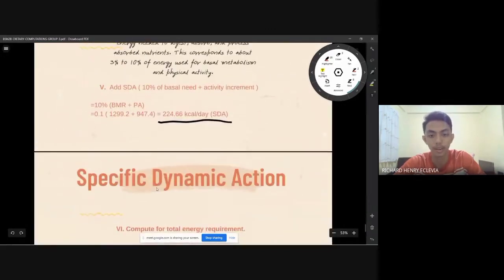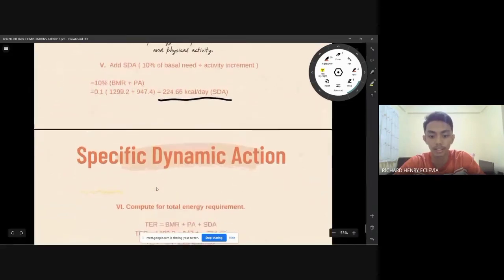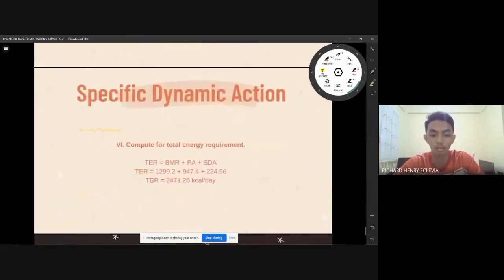Then, ayun na, meron ka ng SDA and BMR and physical activity. So, makukuha mo na yung total energy requirement. So, ipag-add mo lang yung tatlo, ayun na. Ayun yung total energy requirement mo.